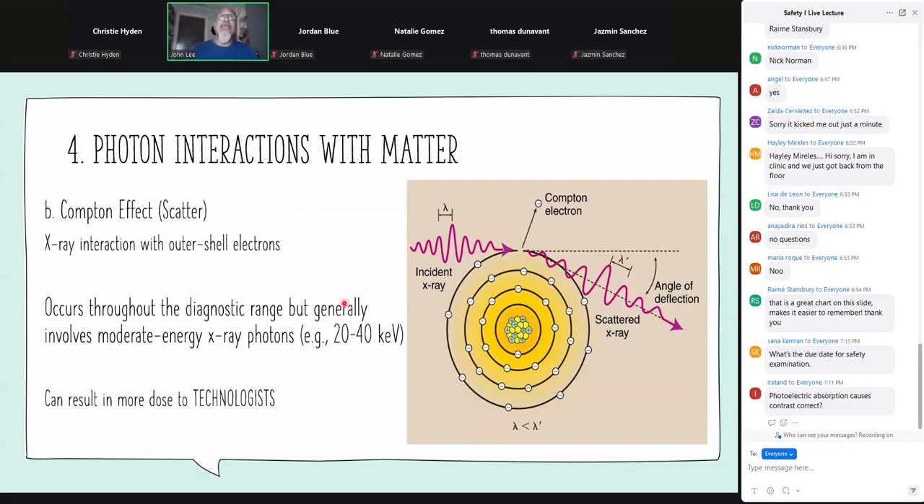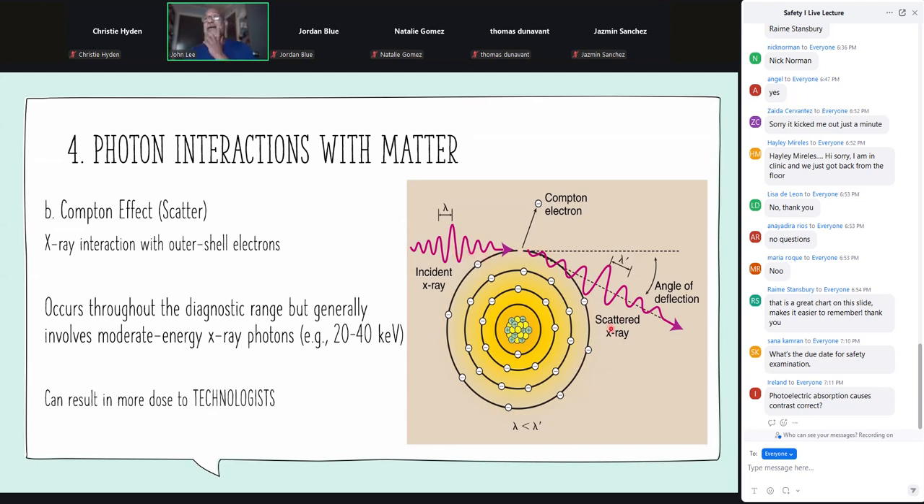The next interaction is the Compton effect or Compton scatter. These interactions occur with outer shell electrons or loosely bound electrons. Now, they do occur throughout the diagnostic range, but we typically have to have a moderate energy X-ray photon for Compton scatter to be produced. We're looking at about 20 to 40 keV here. This is what influences the technologist's radiation exposure, is the Compton effect and Compton scatter.